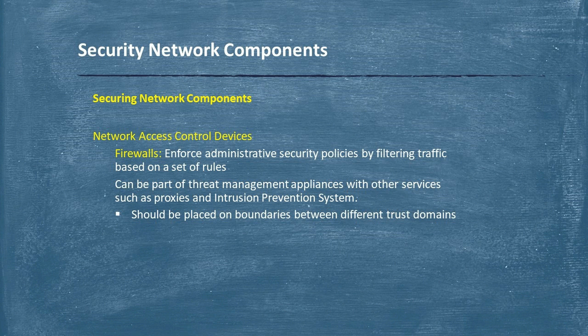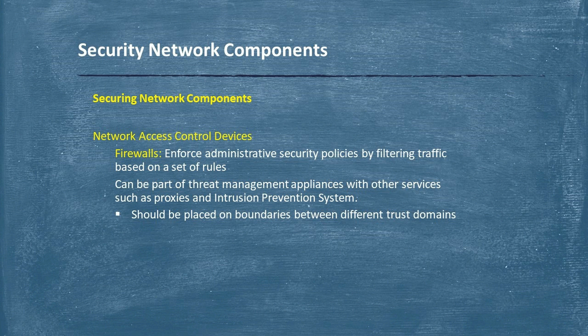Firewalls enforce administrative security policy by filtering traffic based on rules. When you configure a firewall, rules are set, and as per the rule it filters. It can be part of threat management appliances with other services such as proxies and intrusion prevention systems, IPS as we call them. It should be placed on boundaries between different trust domains.